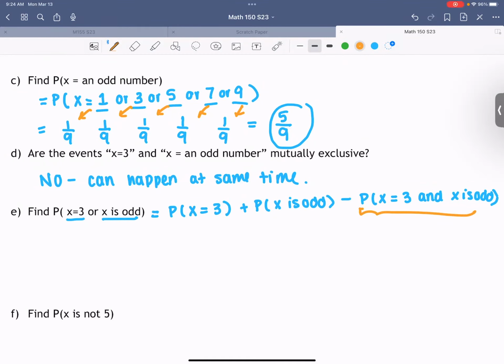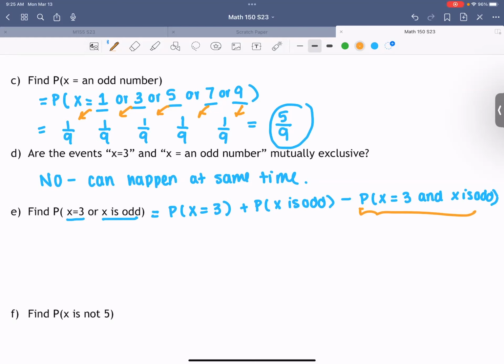Is there a way to make that a little shorter, Nico? Is it just 1/9 because you have to pick 3 in order for it to be 3 and odd? Okay, yeah, that's exactly what I'm saying. So does everyone kind of understand what Nico's saying?